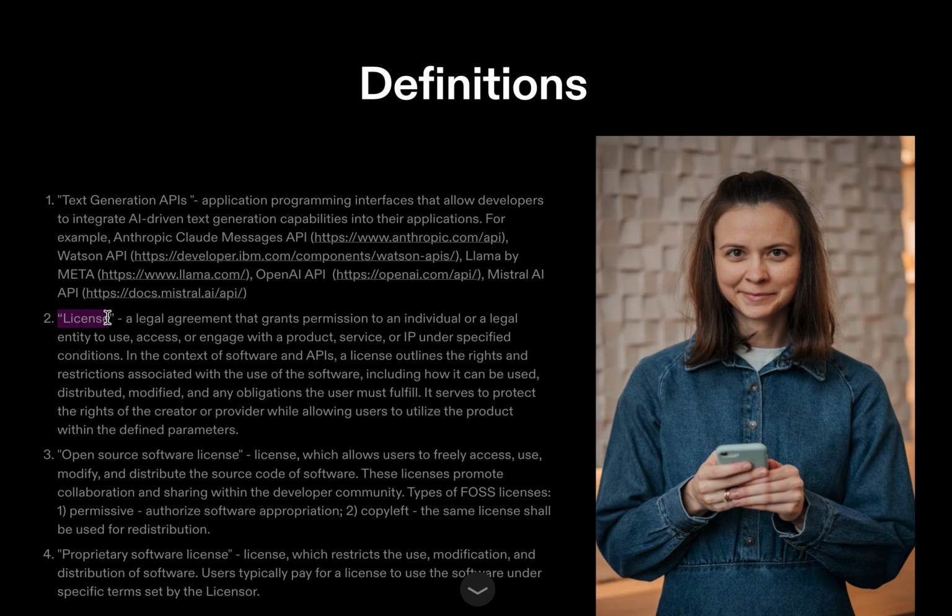What does it mean, license? It's a legal agreement that grants permission to an individual or a legal entity to use, access, or engage with a product, service, or IP under specified conditions. In the context of software and APIs, a license outlines the rights and restrictions associated with the use of the software, including how it can be used, distributed, modified, and any obligations that the user must fulfill. It serves to protect the rights of the creator or provider while allowing users to utilize the product within the defined perimeters.